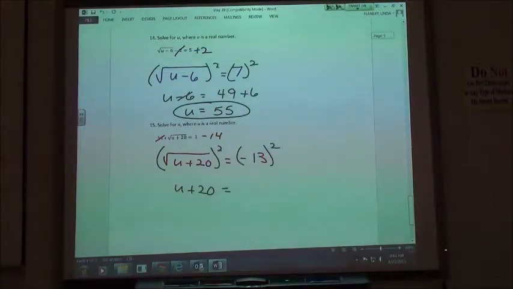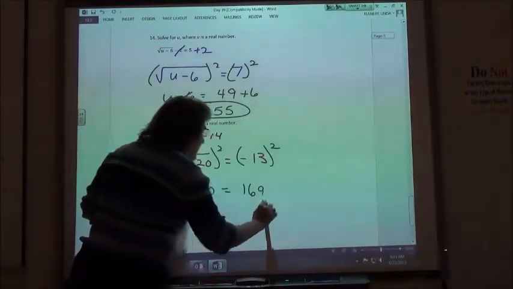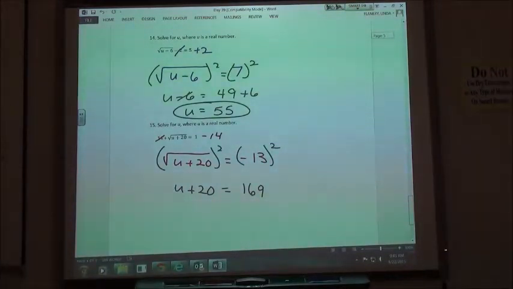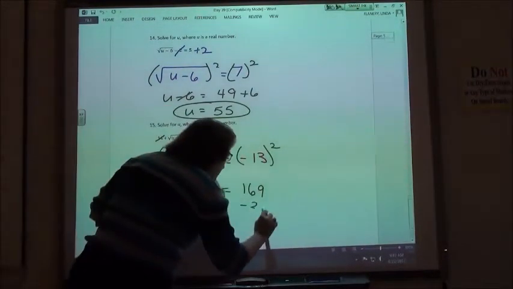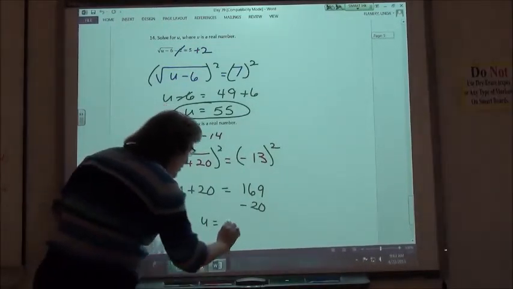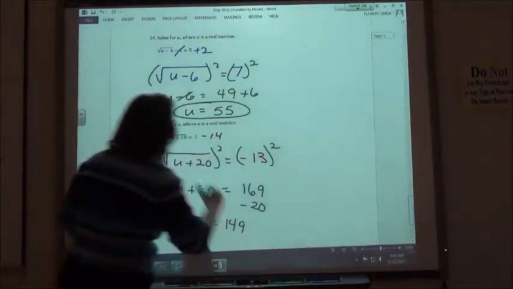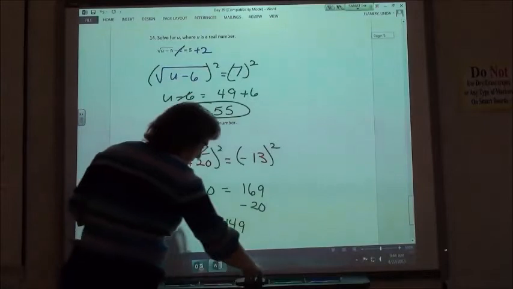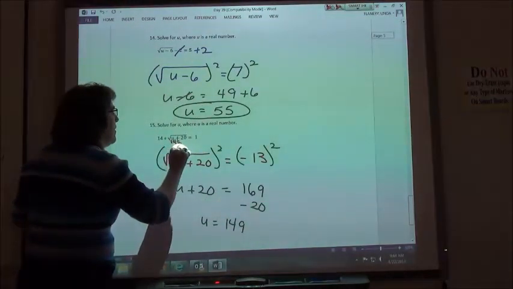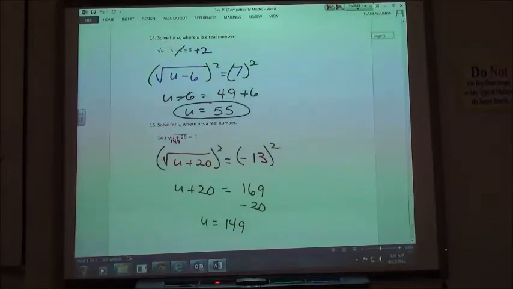169. Now when you take a negative 13 times a negative 13, you get a positive 169. And then to solve that, minus the 20. So u is going to equal 149. Now if I check that one, what happens here? If I put my 149 in there, 149 plus 20 is 169. The square root of 169 is 13. 13 plus 14 is 27.